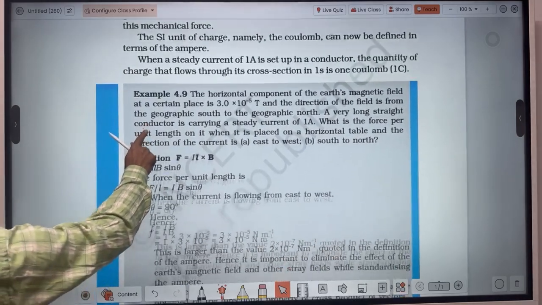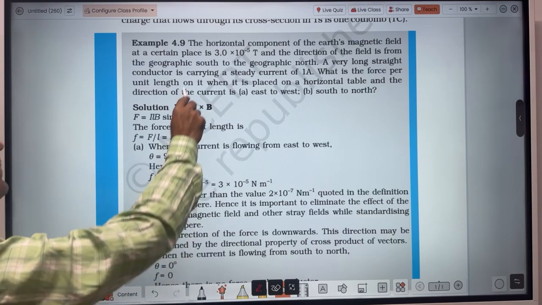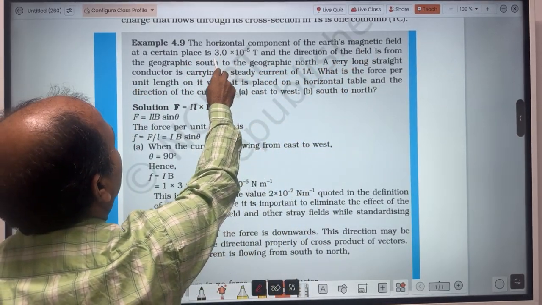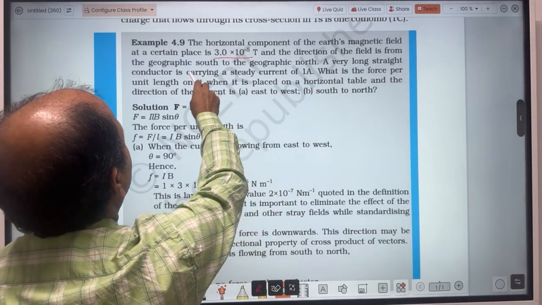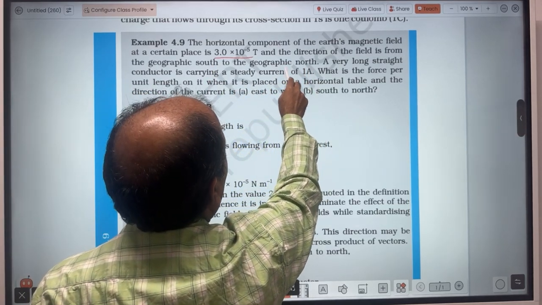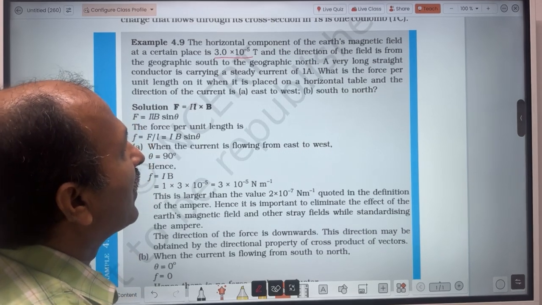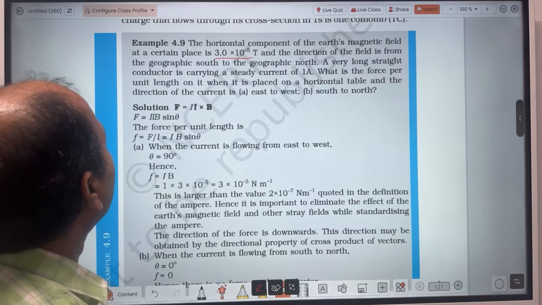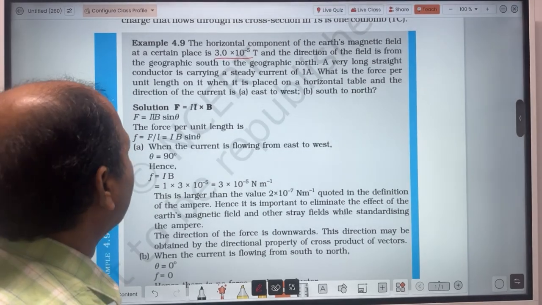Now we are going to see one example. The example says the horizontal component of Earth's magnetic field at a certain place is 3 into 10 to the power minus 5 Tesla, and the direction of the field is from the geographic south to the geographic north. A very long straight conductor is carrying a steady current of 1 ampere. What is the force per unit length on it when it is placed on a horizontal table? And the direction of the current is east to west and south to north.